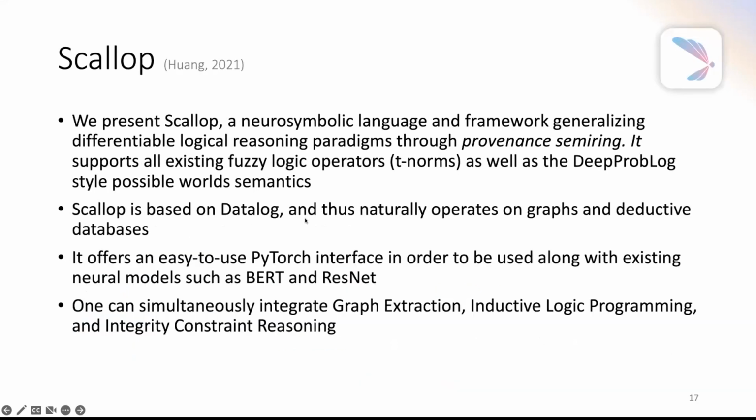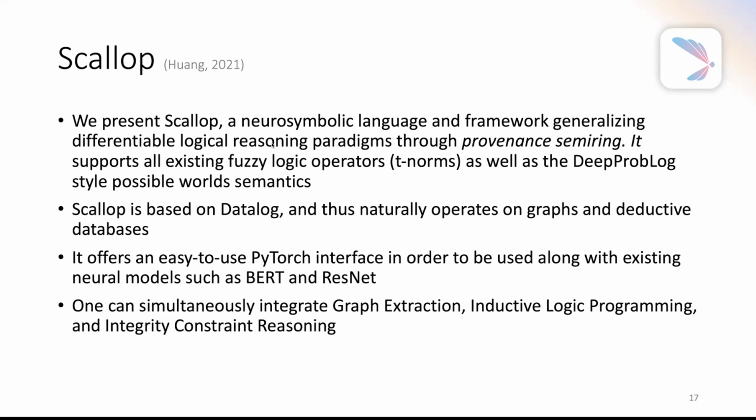Now we want to present our work, which is Scallop. It is a neurosymbolic language and framework generalizing all the previously shown engines, and it supports all those differentiable logical reasoning paradigms through provenance semirings. Again, we won't get into details because this is basically a hands-on tutorial. I just want to show the high-level idea of how to use Scallop right here.